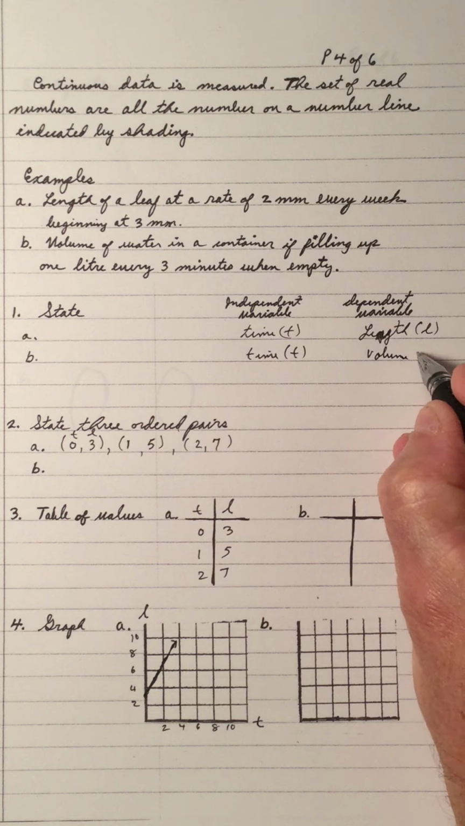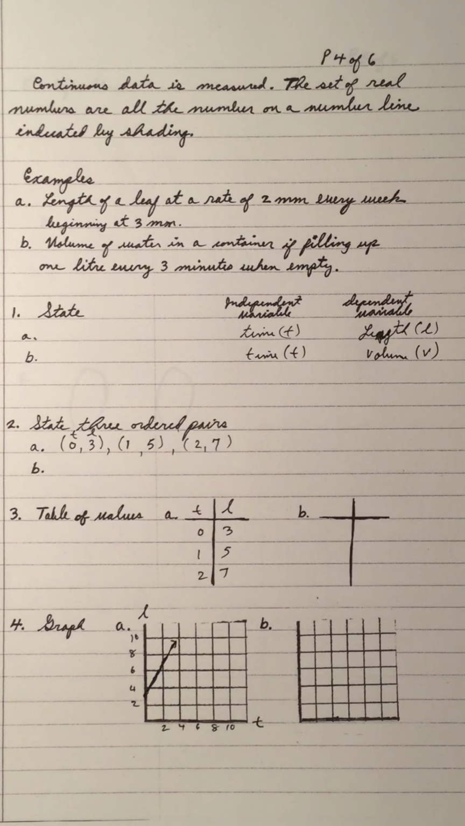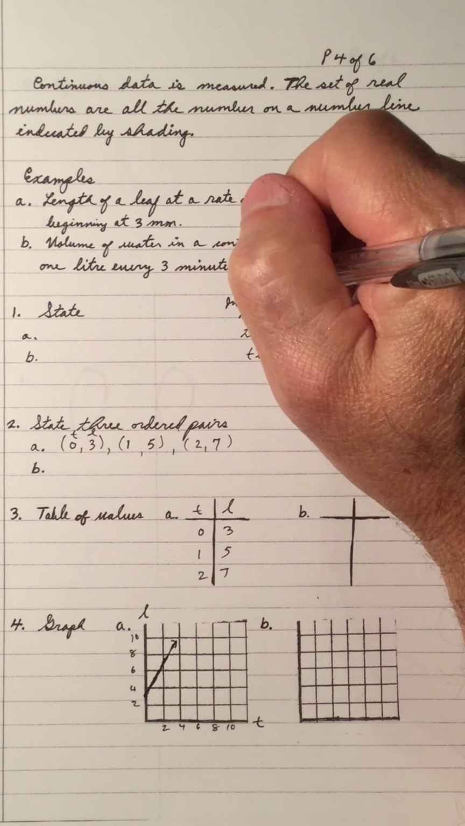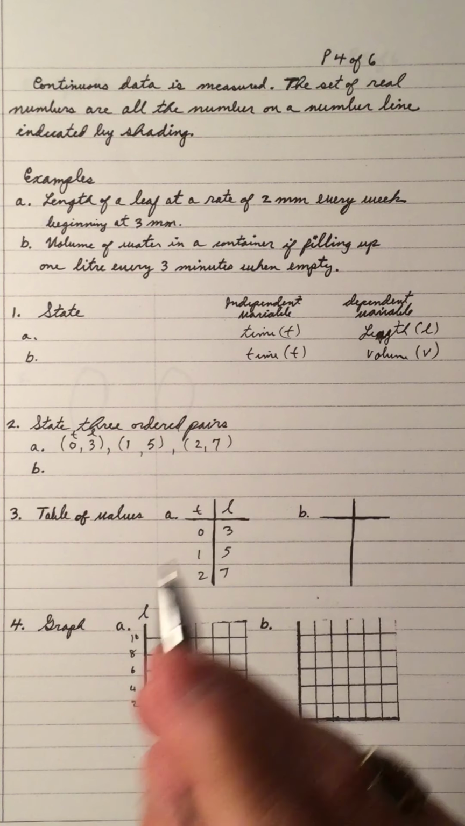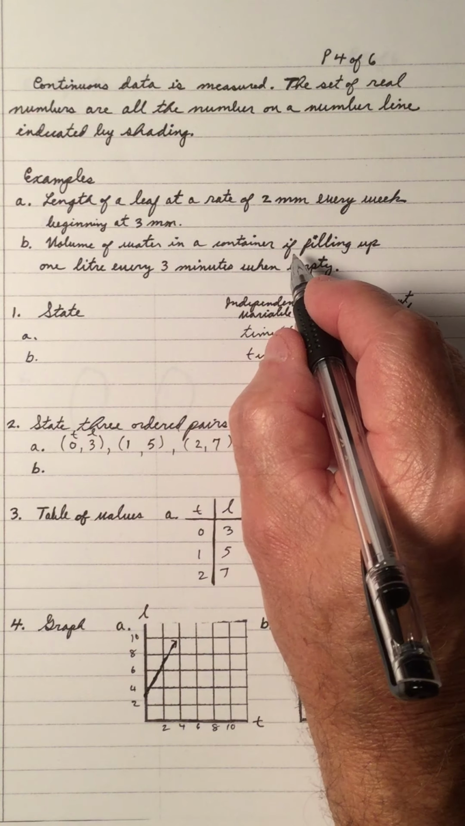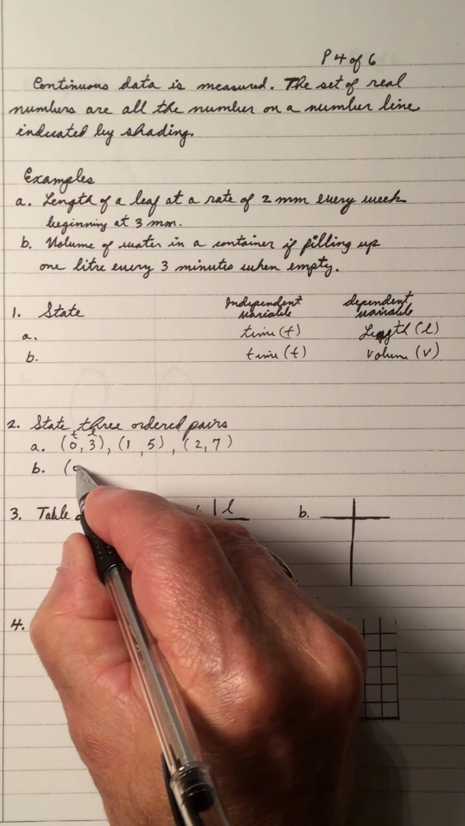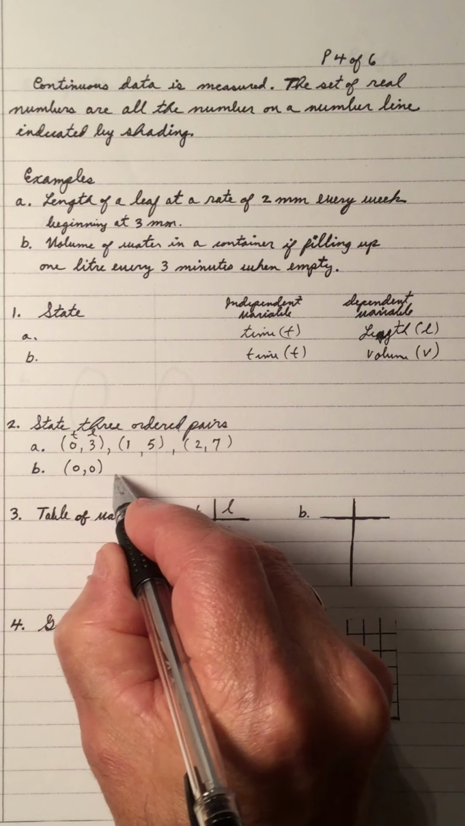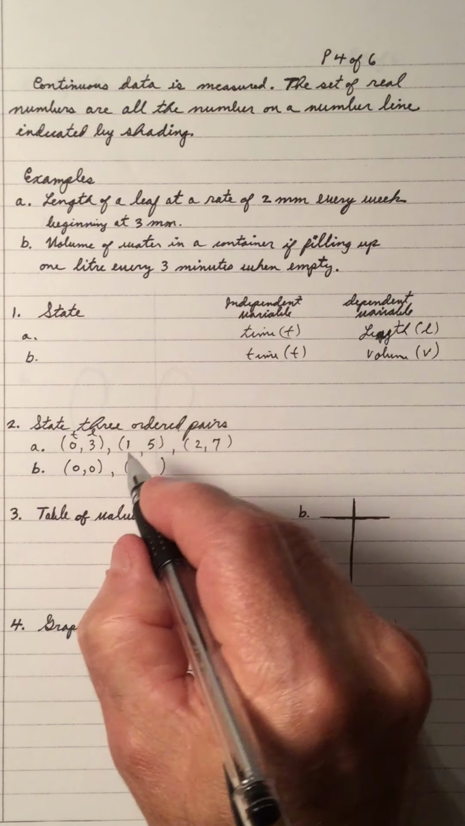So the volume of water, which we're going to call V for volume, is your dependent variable because the volume that's in the container depends on how long you've been filling it up, how many minutes. So the ordered pair for this one, you're starting from empty. So if you start right now at 0 time, it's empty, so it's going to be 0 when you start.